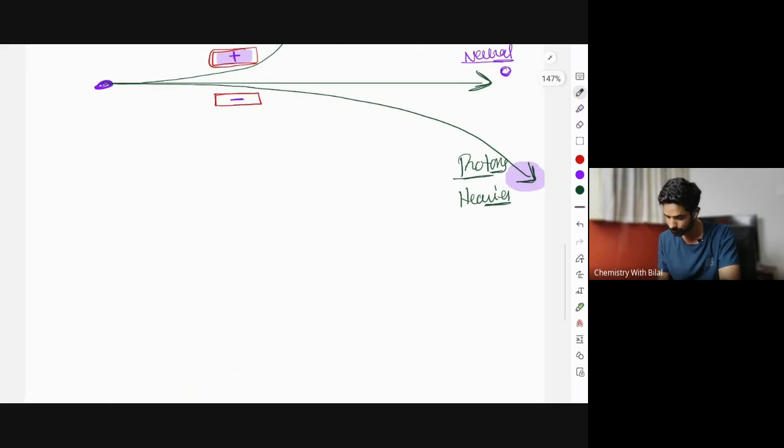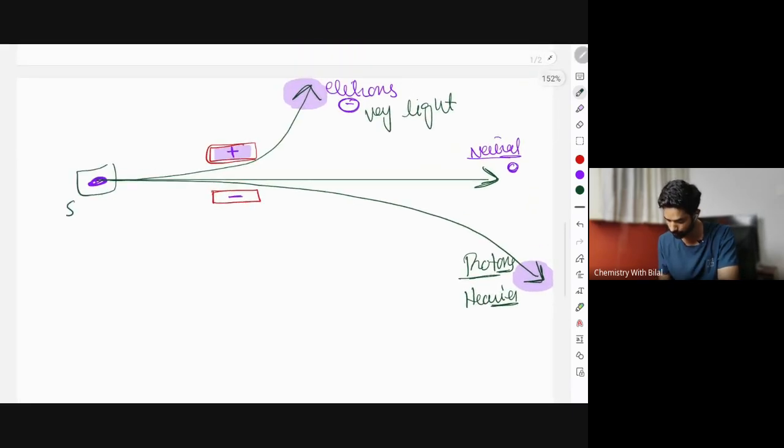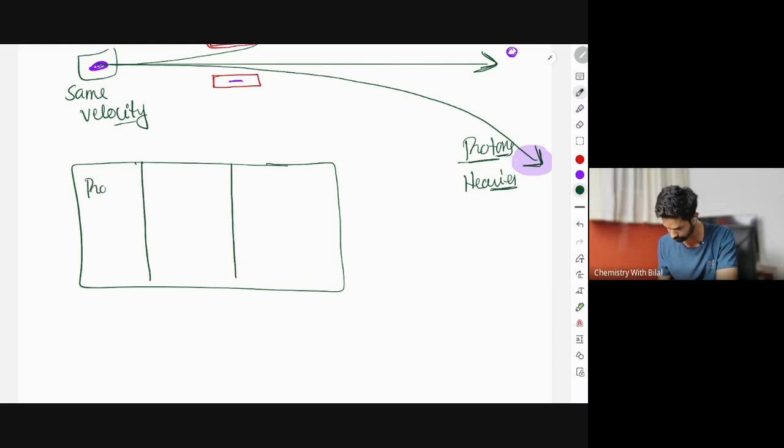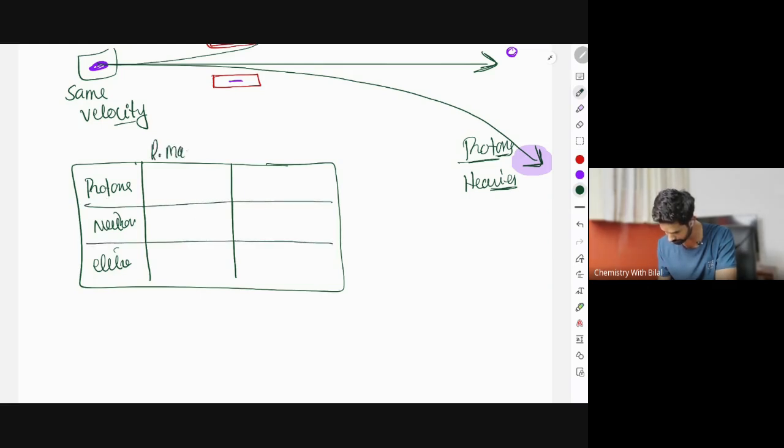One is, provided from the source, we provide the same velocity for all the particles, right? So let me draw a table and compare. This is the exact same table that you drew when you were in your IGCSE, your O levels, that you have protons, you have neutrons, and we have electrons, right? So let's compare their masses, but these are not the exact masses, but the relative masses. And let's compare the relative charges as well.